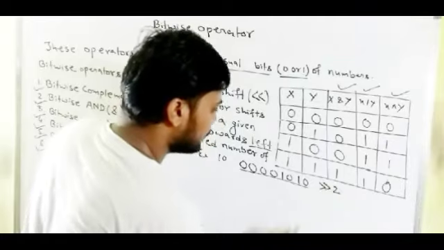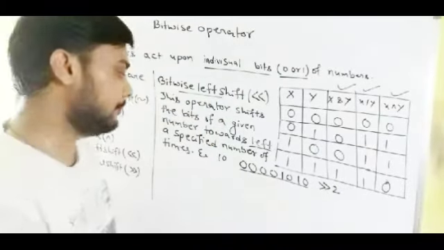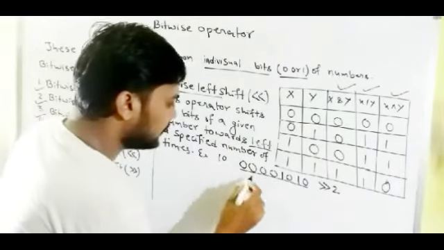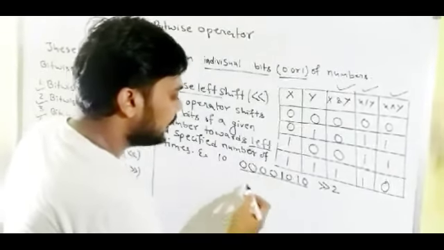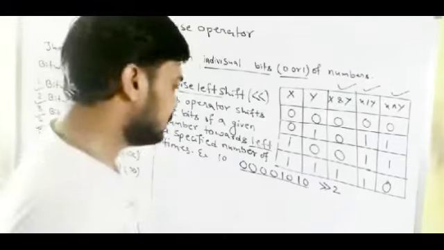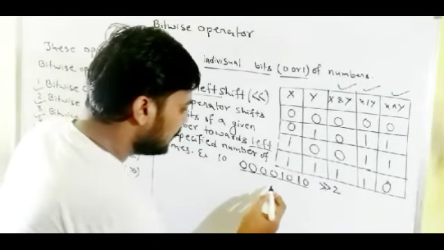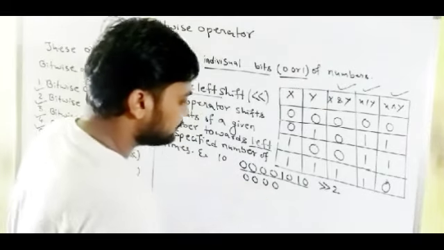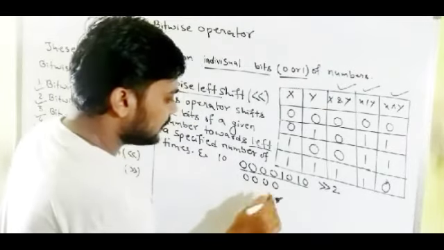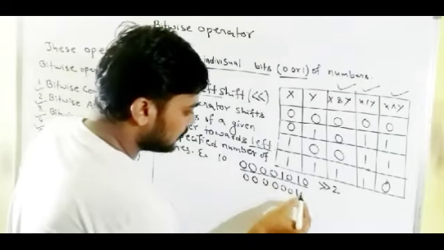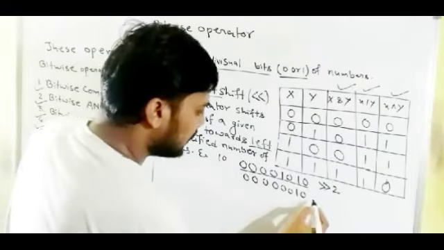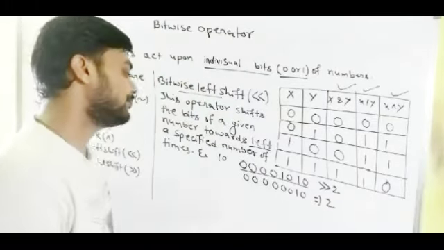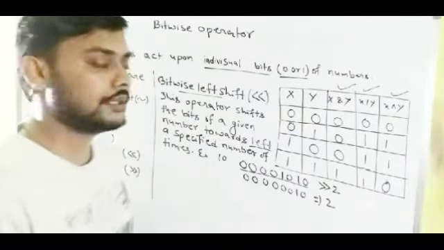Use the right shift for the same example 10. We apply it 2 times here, and the right shift gives 2. So that is the output for the left shift and the right shift.